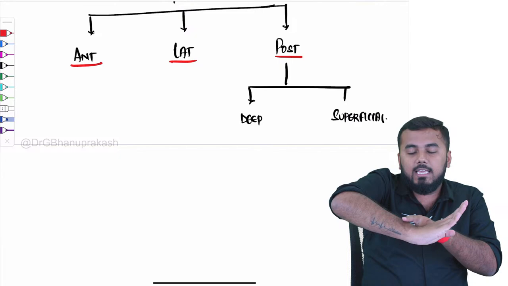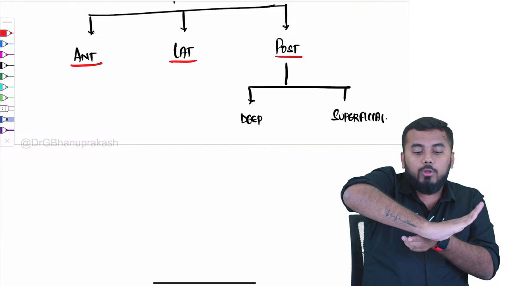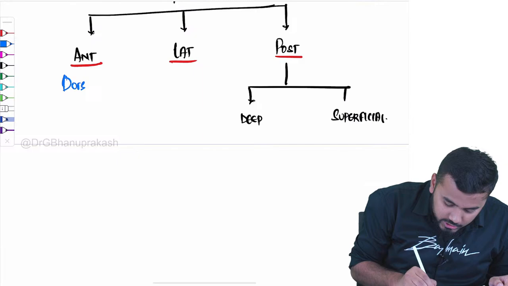There is a decrease in the angle. Decrease in the angle is called flexion. Increase in the angle is called extension. I'm doing dorsiflexion, so the anterior compartment is responsible for dorsiflexion of the foot.